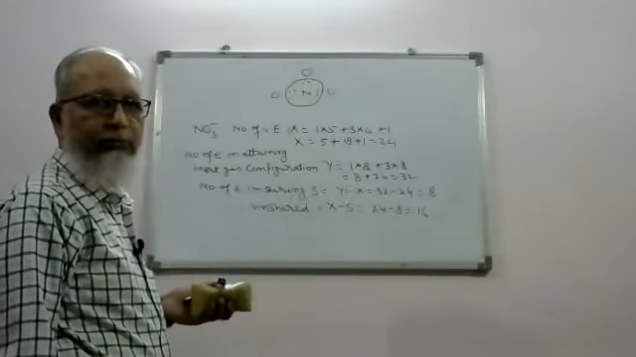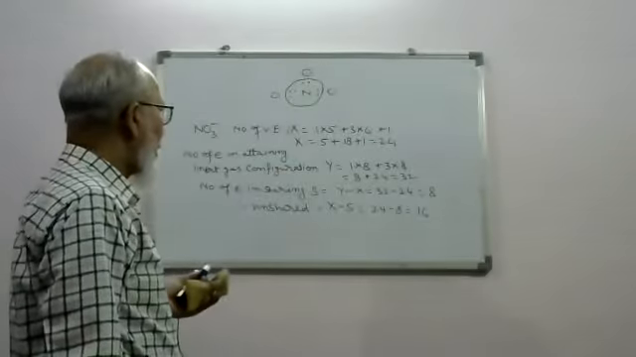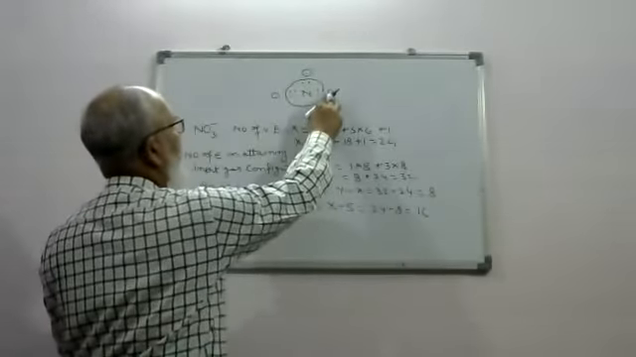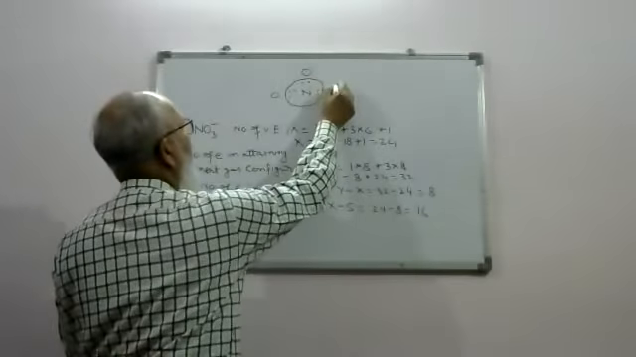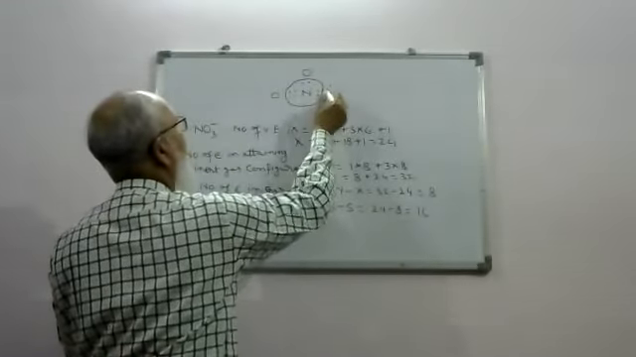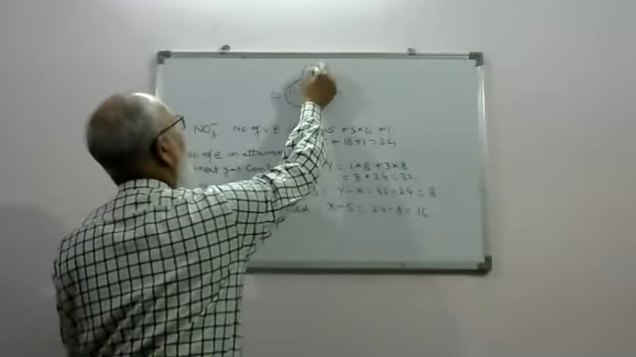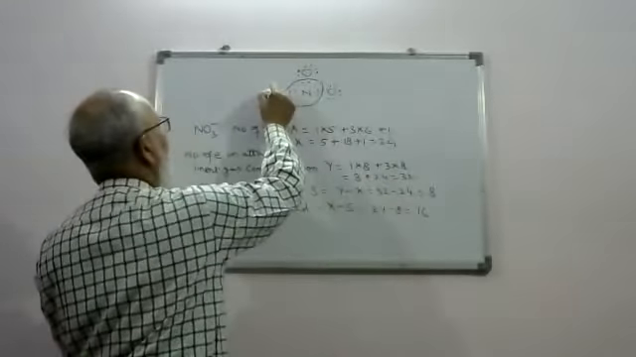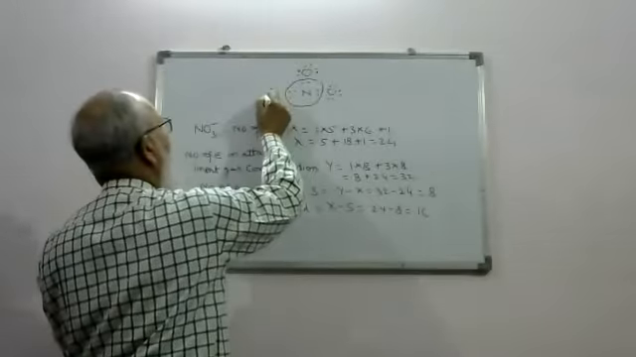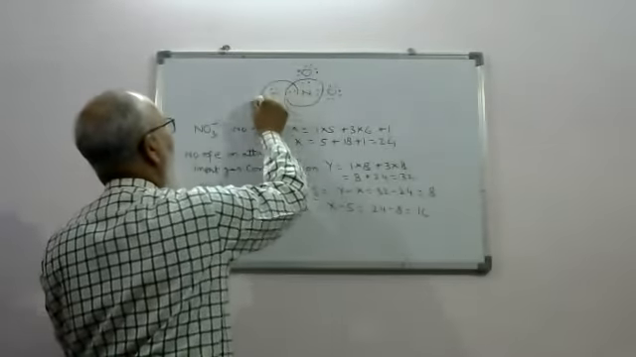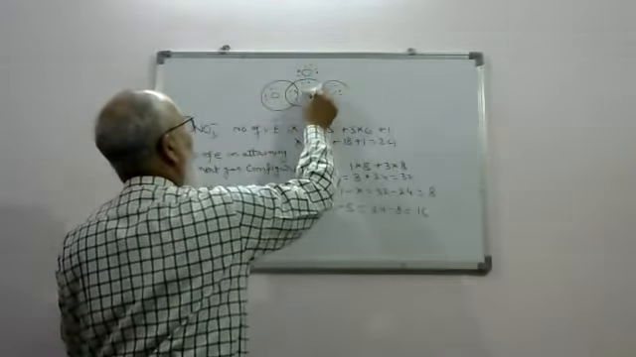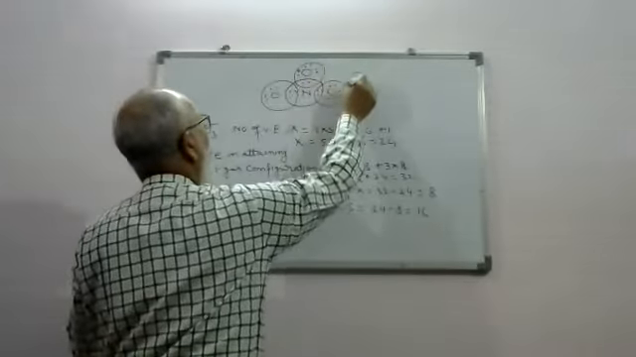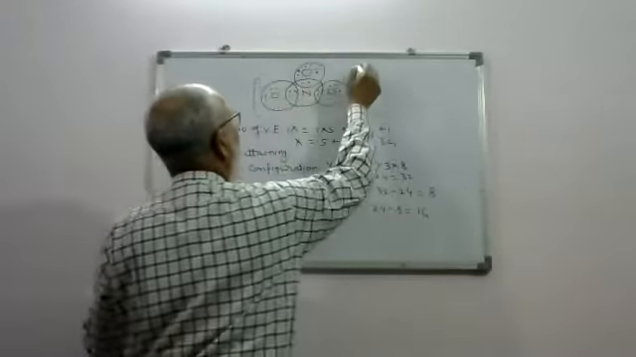So unshared electrons, or electrons not participating in the bonding process, are 16. This is to be distributed. This oxygen has got 2 electrons, so 6 electrons are needed here, 6 electrons are needed here, and this is your 4 electrons. So this is your 8 electron, 8 electron, 8 electron. This carries one negative charge.